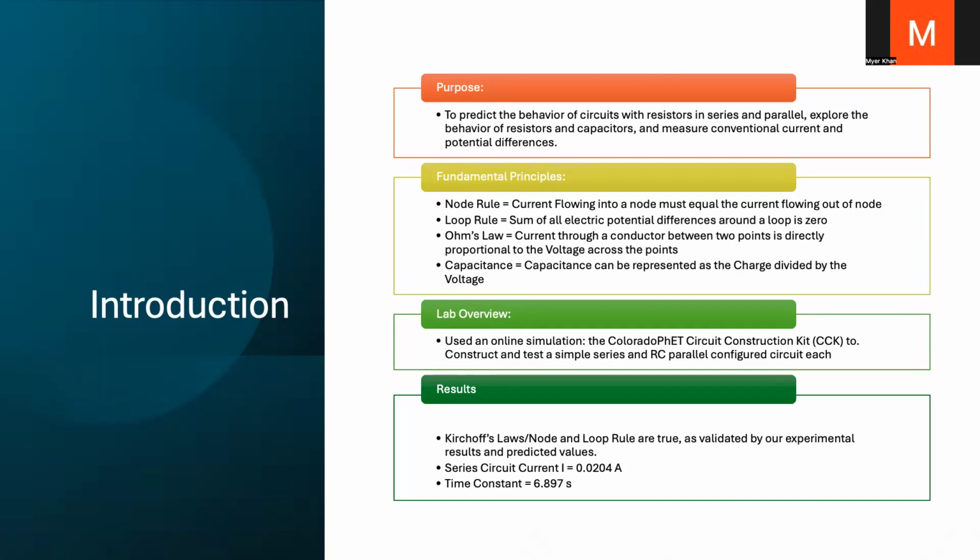Fundamental principles in play include the node rule, stating that current flowing into a node must equal the current flowing out of a node. The loop rule basically says that the sum of all electrical potential differences around a loop is zero. Ohm's law says that the current through a conductor between 2 points is directly proportional to the voltage across the points. And then capacitance, which can be represented as the charge divided by the voltage.